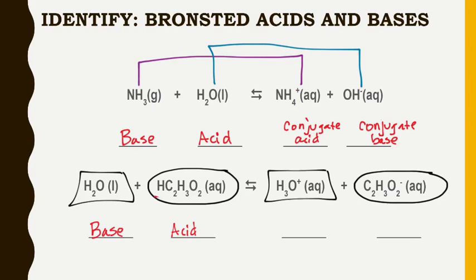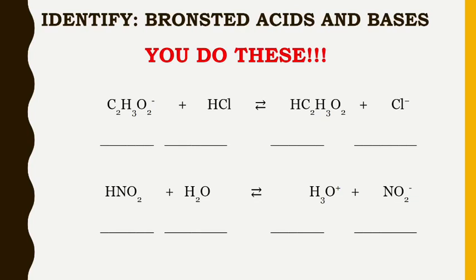And then our square pair here, it started off as the base, so this is going to be our conjugate acid. And that must mean that this is our conjugate base. It seems to line up, match up. So now these last 2 examples on the page are for you to do. I want to see you try those and check those answers with me if you're unsure of them.